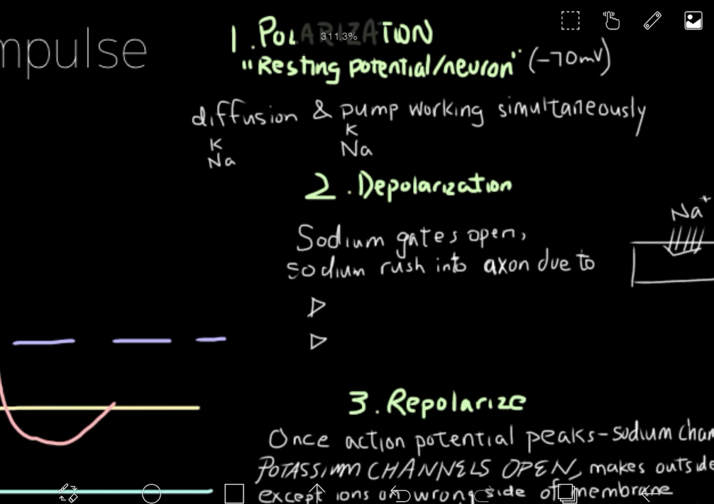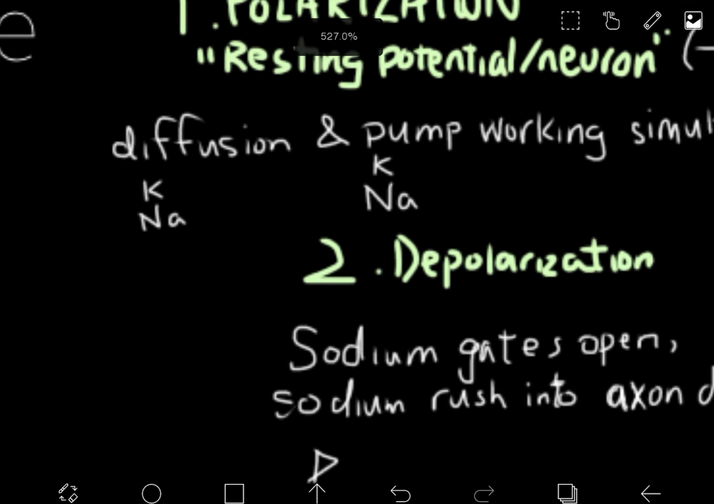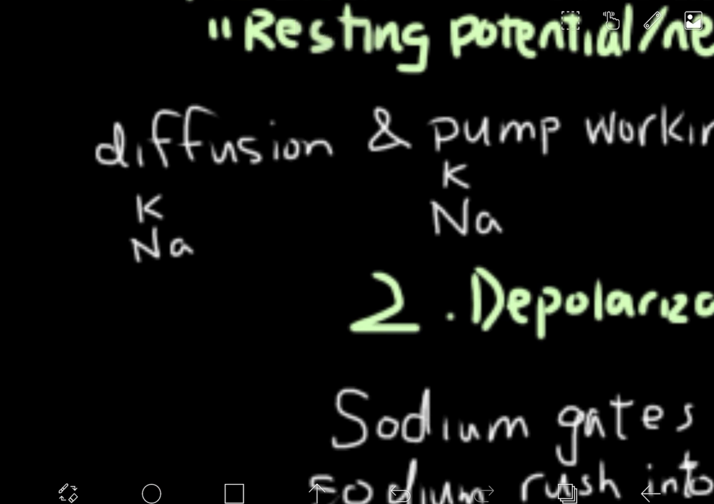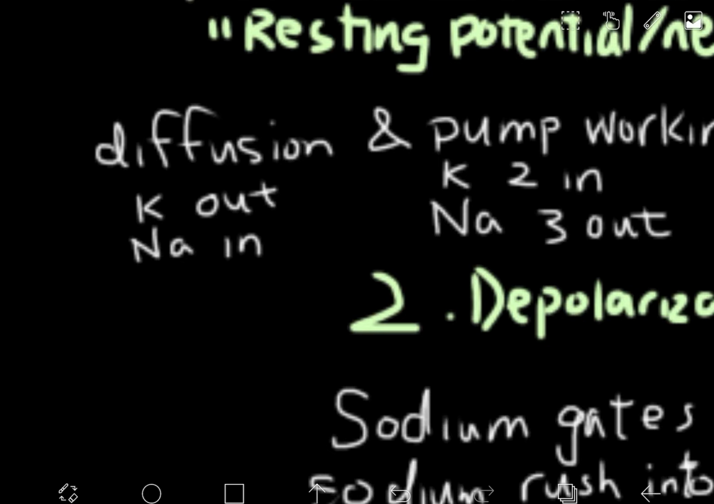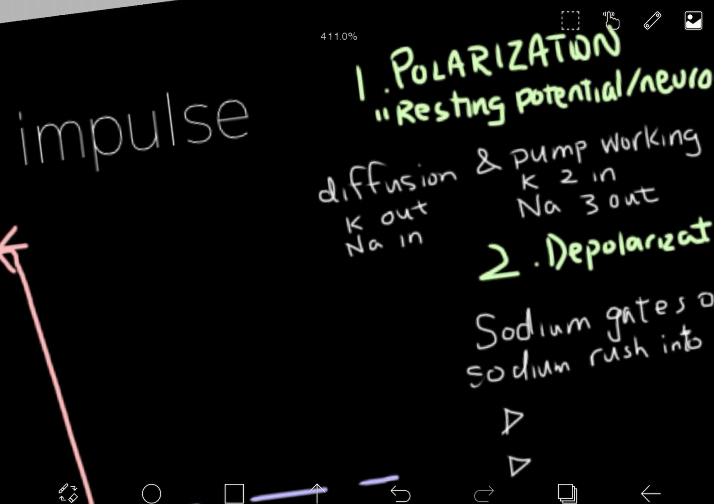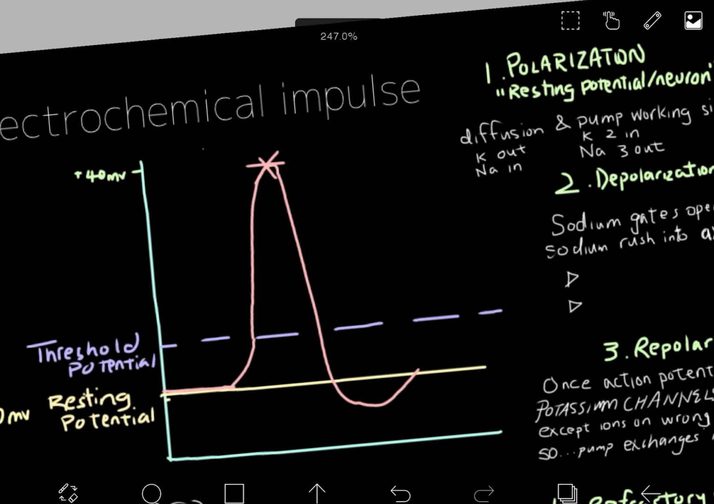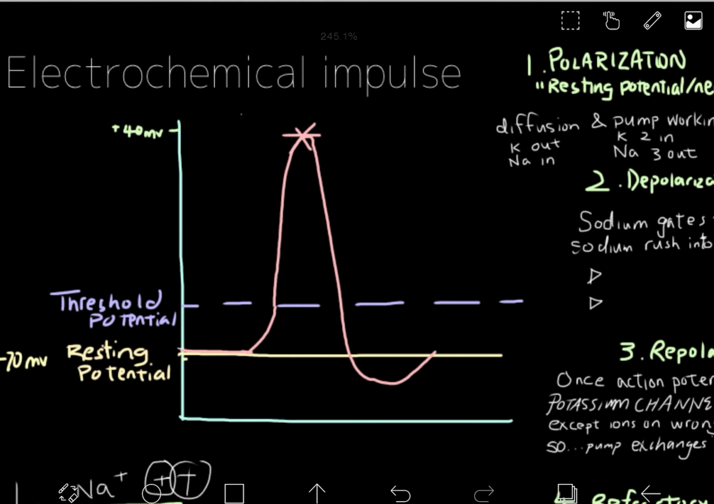And what's going on in respect to diffusion and pump is they're both happening simultaneously because it's a little bit leaky. So the diffusion will have potassium moving out, sodium moving in. The pump will be bringing 2 potassium in and 3 sodium out. Okay, so on the graph, it would just be at resting potential. It would be the straight line here.